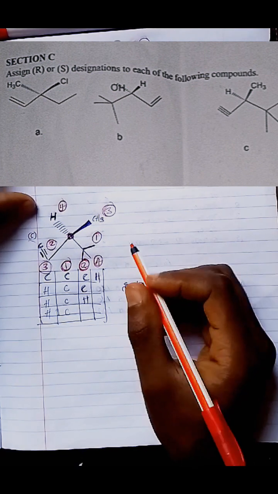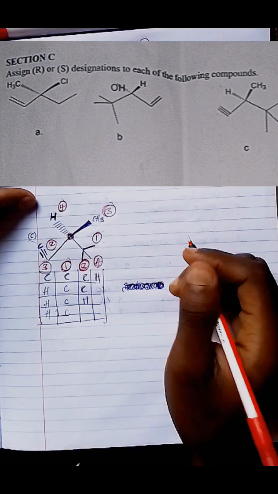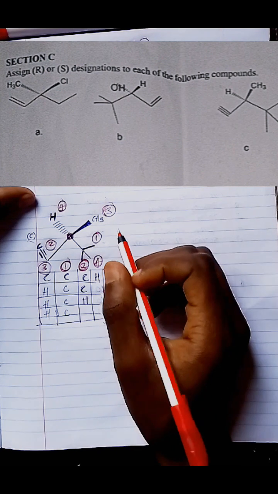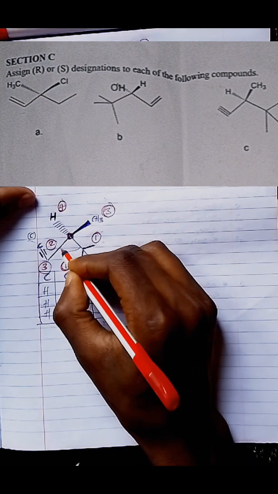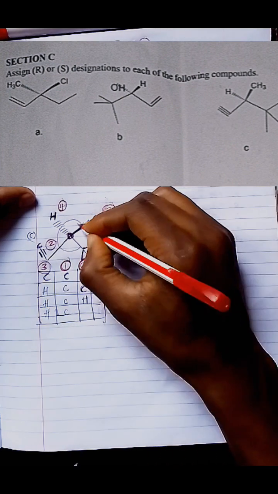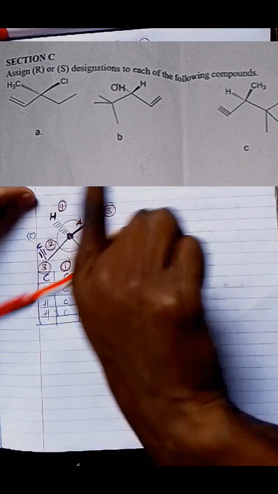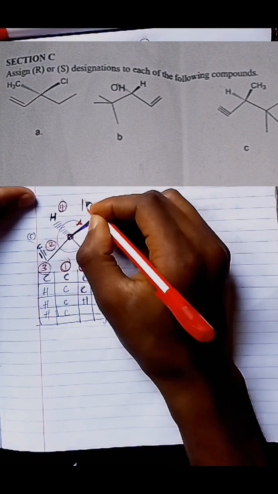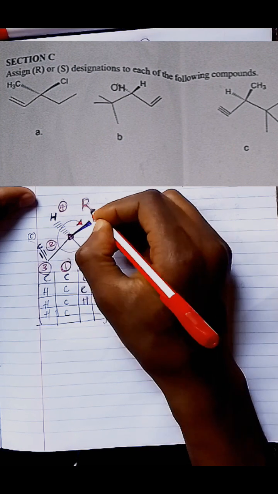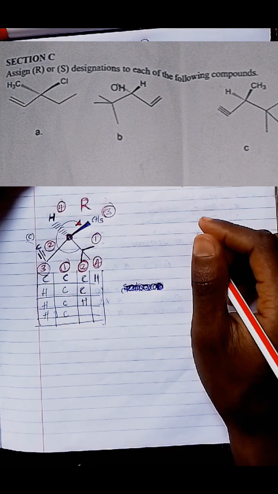So what do we do after that? So the step is the same. Make sure your least priority group is on the dash. So now, since it's on the dash, I move from 1 to 2 to 3. When I do that, what motion is this? We're moving towards the right. It's clockwise. Because it's towards the right, this will therefore be R. Having done that, this is how you assign configuration.